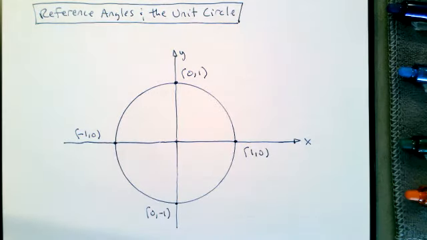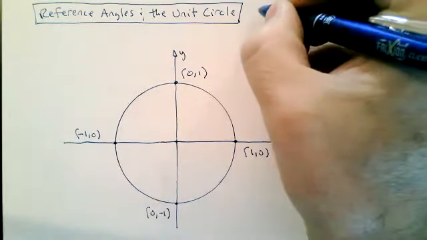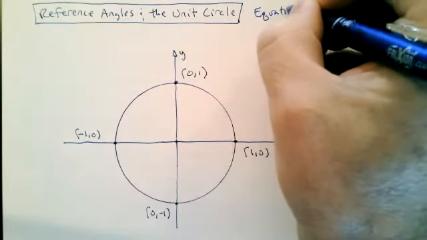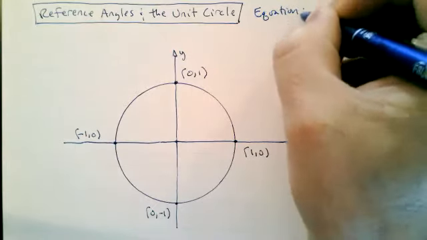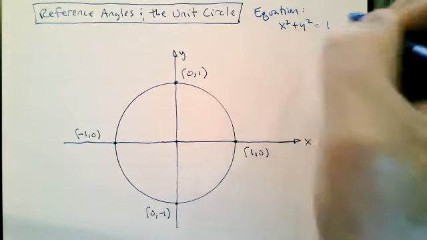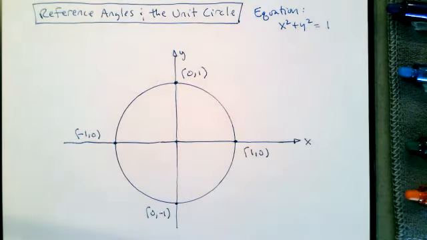So we may or may not remember from our algebra class that the unit circle has an equation that says x squared plus y squared equals 1. So the equation for the unit circle is x squared plus y squared is equal to r squared, which in this case is 1 squared, or 1. That's going to be important later on when we start looking at relationships between our trigonometric functions.